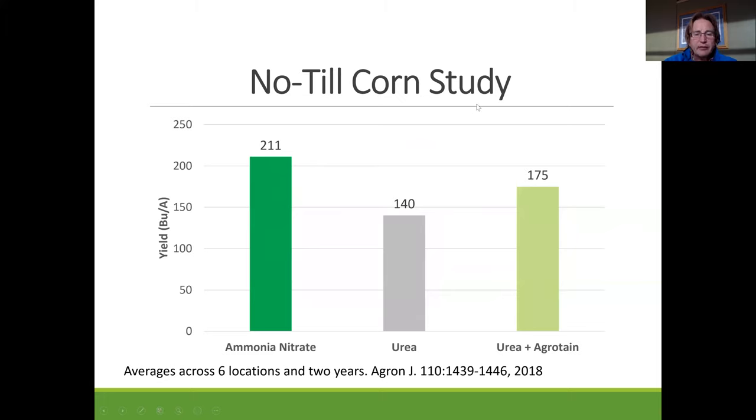Here's a no-till corn study that was published in the Agronomy Journal. This is an older study, so the yield levels are a little bit lower, but what I want you to notice is that the ammonium nitrate form of nitrogen had the highest yield in a no-till corn study. Where they used urea, there was almost a 60-70 bushel yield disadvantage due to the presence of the urease enzyme cleaving up the fertilizer. If you used a nitrogen stabilizer, as in this study, there was a 35 bushel yield advantage to using Agrotain, but it still didn't get us up to the level of ammonium nitrate. There was still some nitrogen loss in this study.